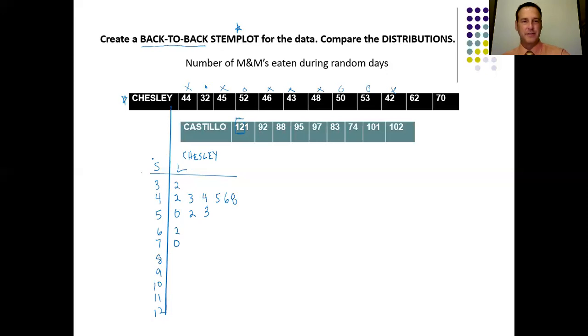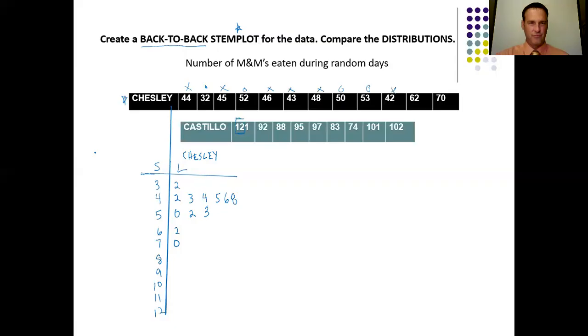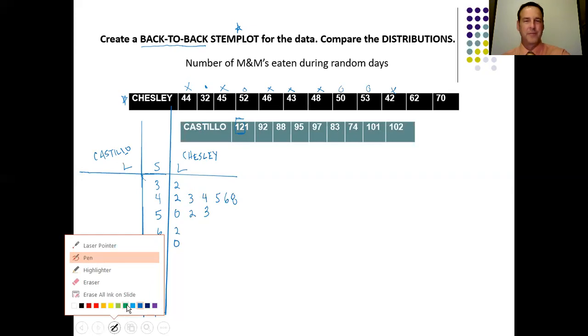Okay, and then I'm going to do Mr. Castillo's. Now, to do Castillo's, I'm going to make another line going vertically. And back to back means I have to go out this way now. I'm going to make a leaf towards the left and call this side Castillo. And if I look at Castillo, maybe I'll do this in a different color just to mix it up a little bit. I'll do this one in green.